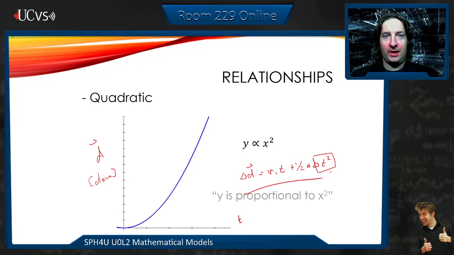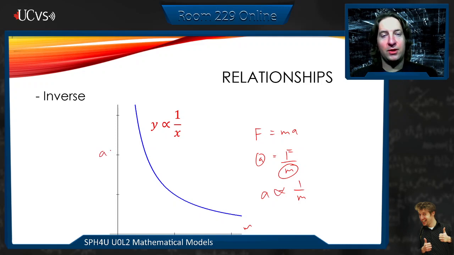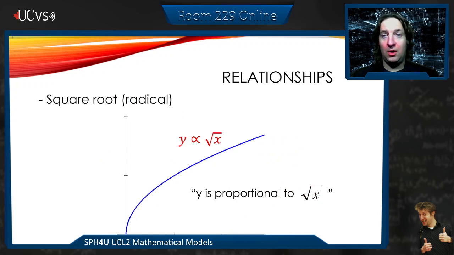Okay, and we can have other relationships like inverse relationships. For example, something like F equals ma, right? Newton's law. Acceleration is inversely proportional to the mass. As I increase the mass, I reduce, like if this is m and a, I reduce my acceleration as an inverse. It's proportional to 1 over x. Or square roots. These are just doing a quadratic backwards, right? We can have square root relationships.